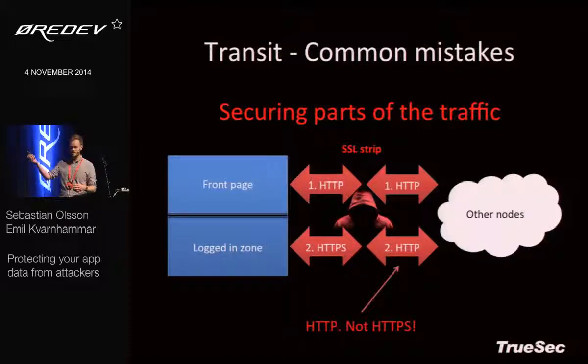Even if the logged in zone, the secure part, is only served over HTTPS, SSL strip will strip that away as it strips away the links to these parts, and the secure connection will be between the attacker and the secure zone. So that part will be authenticated and encrypted, and I don't think that was the purpose of the whole thing. So the whole thing needs to be TLS, or whatever other measure you take. The whole thing needs to be secure, not just parts of it.